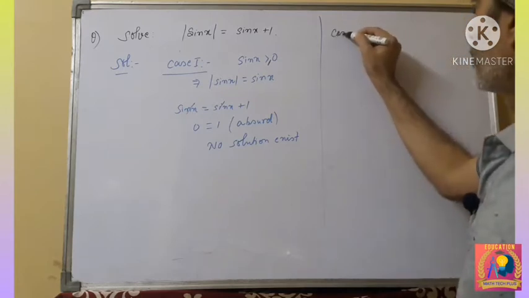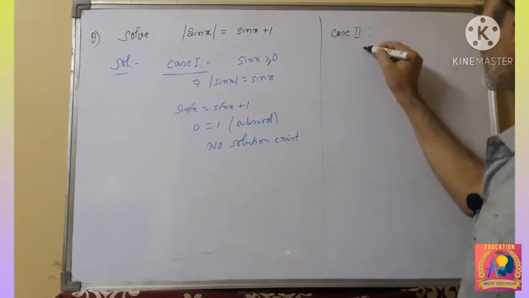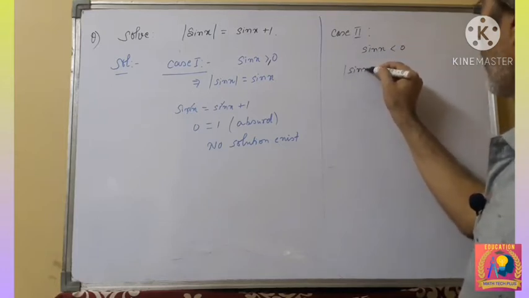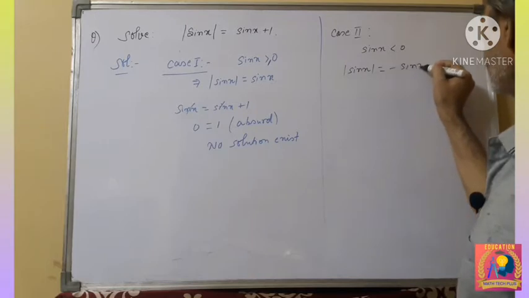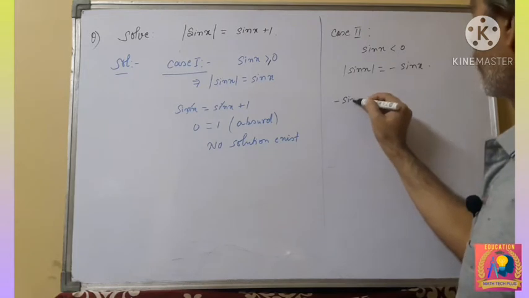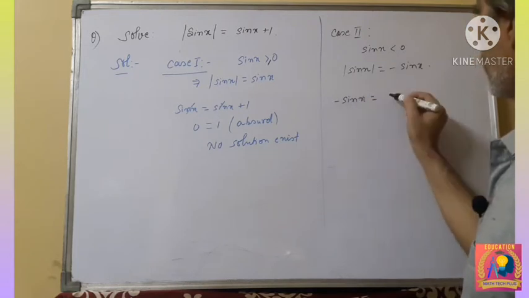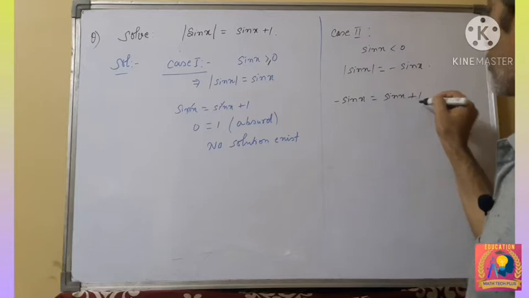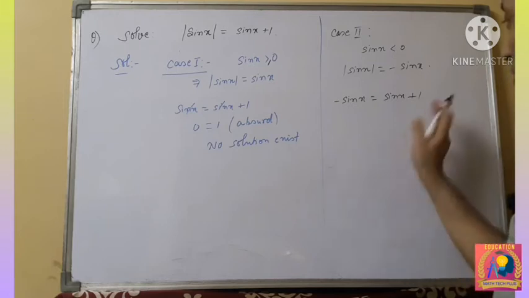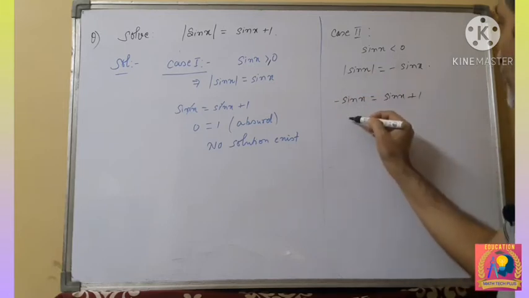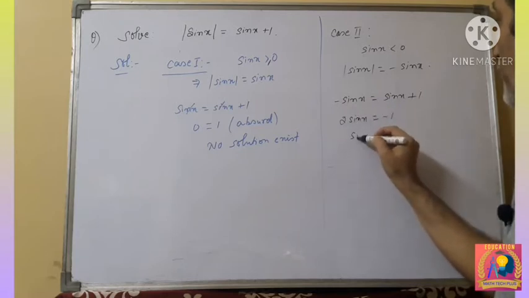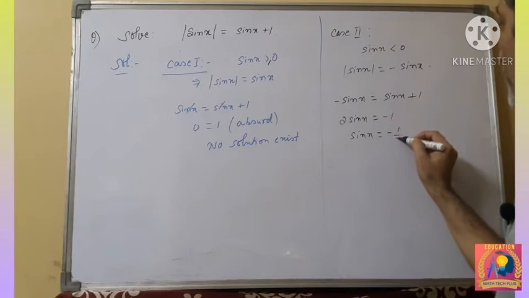Case 2. If sin x is less than 0, mod of sin x will be equal to minus sin x. Now put this value in the original equation. What are we getting? Minus sin x equals sin x plus 1. Simplify it, bring the like terms to the same side. So we are getting 2 sin x equals minus 1. Sin x equals minus half.